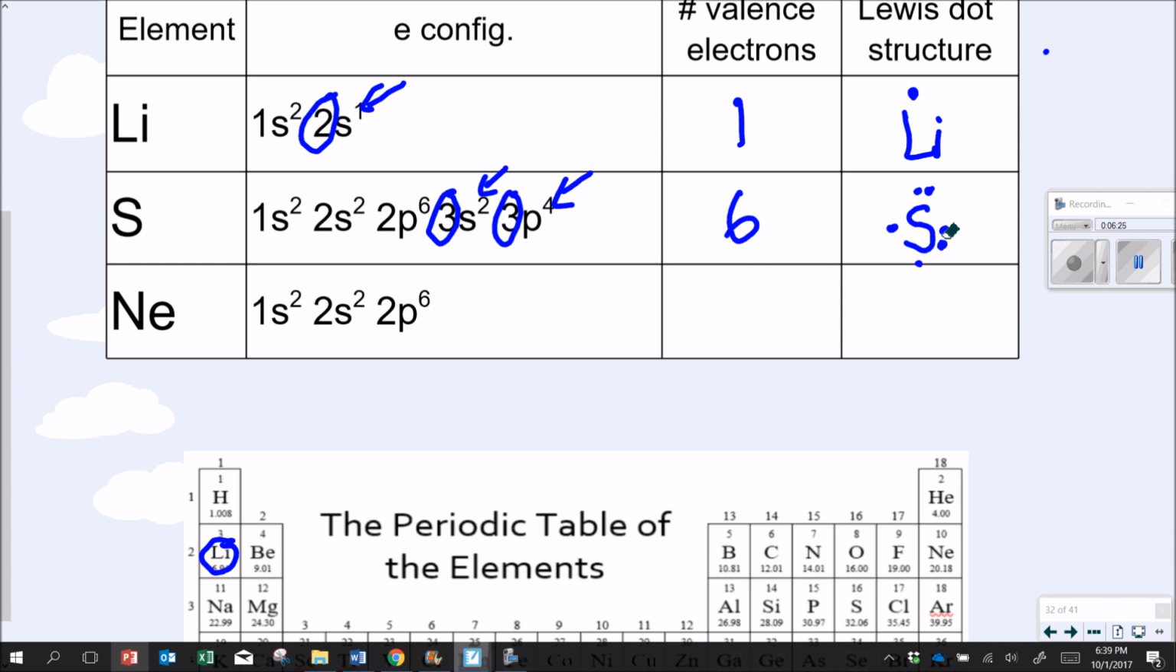Finally, we have neon. For the number of valence electrons, again in the highest energy level, so energy level number 2 for neon, we have 2 electrons here in 2s2, 6 electrons in 2p6, so a total of 8 valence electrons. For the Lewis dot structure, I write the symbol for neon, and I start putting my dots around neon. Again, I go singly, so 1, 2, 3, 4, and then I can double up. 5, 6, 7, 8.